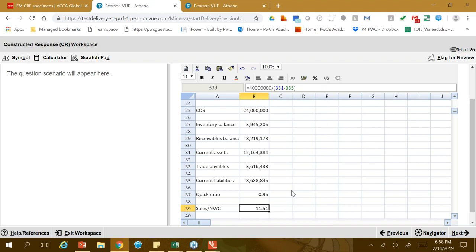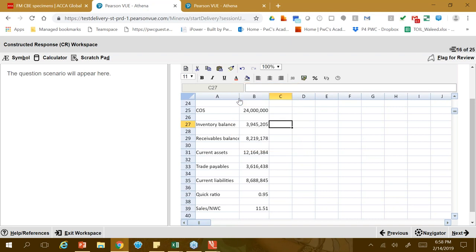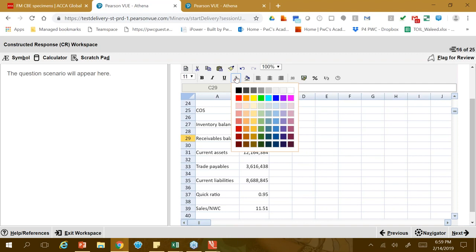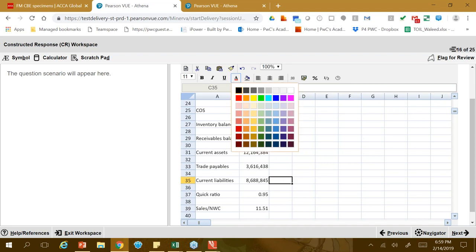And that's it. So that is my 5 marks here, which were split this way. You would have got 1 mark for doing this. You would have got half a mark for doing the receivables, and half a mark for doing the current liabilities.